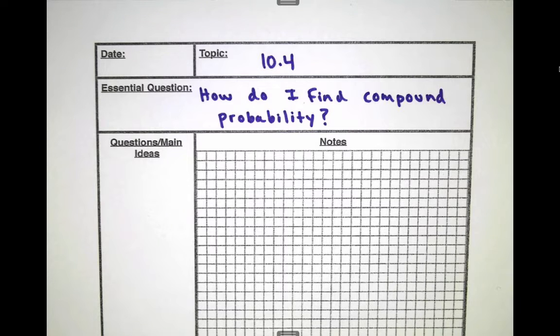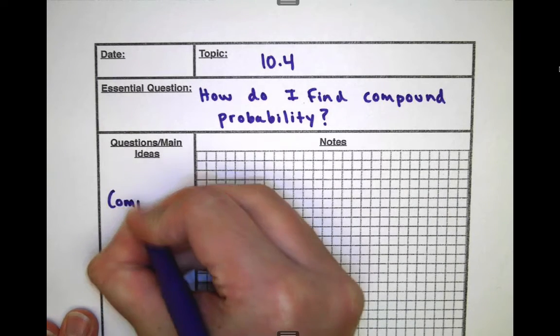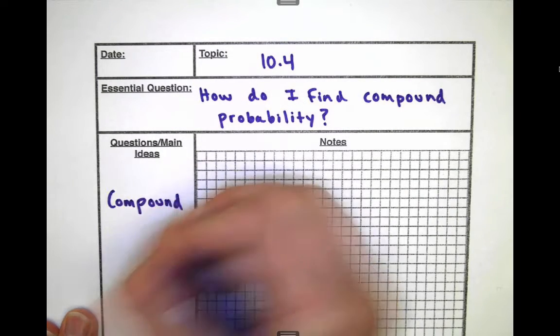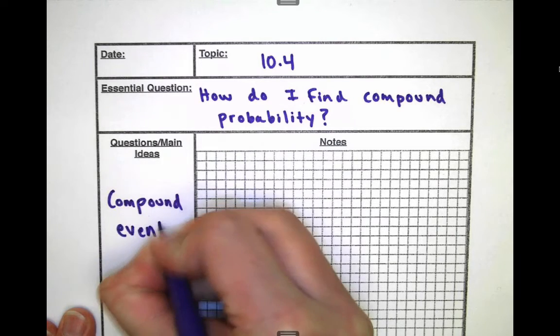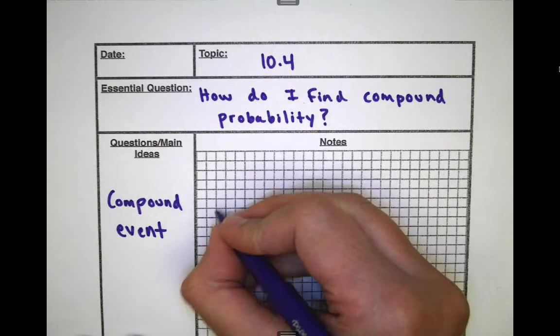All right, so first off, I guess we better know what a compound event is. So our main idea today is this word compound. I'm going to write compound event. It's when you have two or more events happening. So there's more than one thing happening. You're not just rolling a dice, you're rolling a dice and flipping a coin. You're not just picking out a shirt from your closet, you're picking out a shirt and a pair of pants. Compound events are when you have two or more events happening.